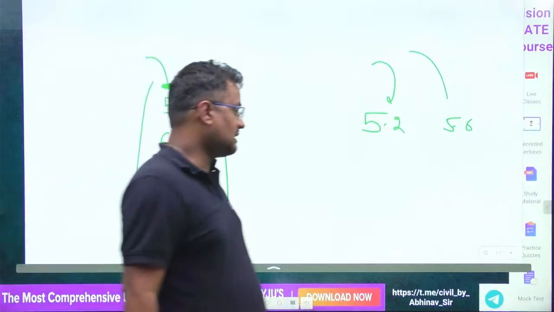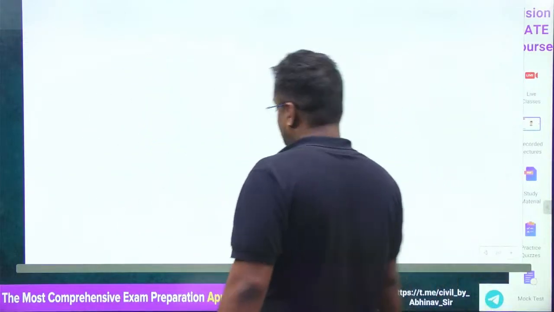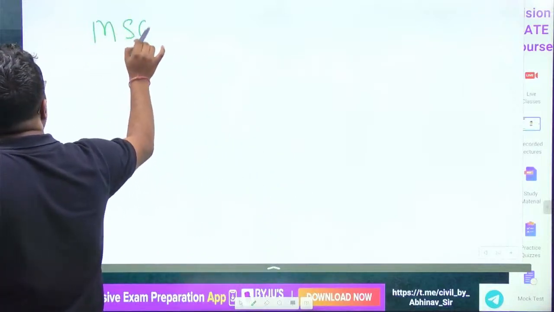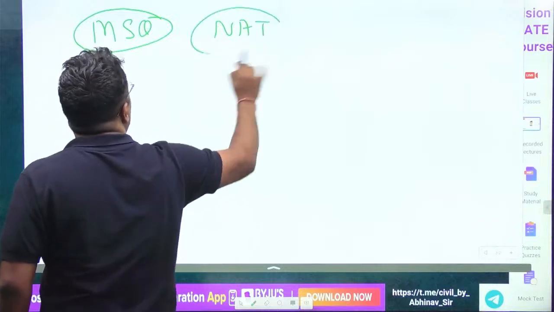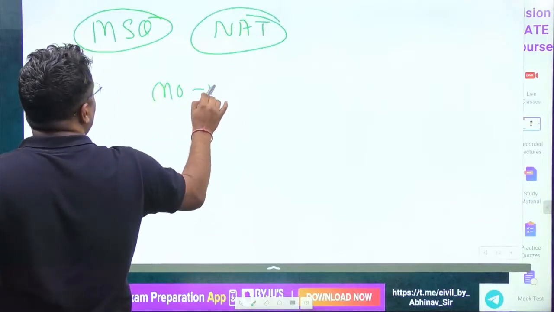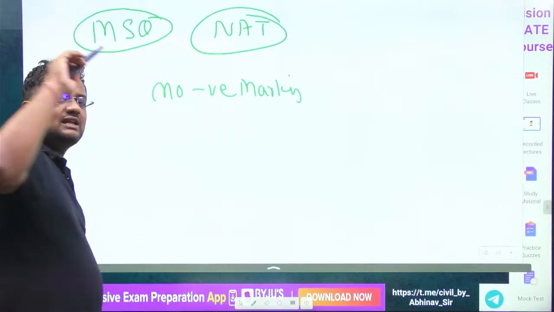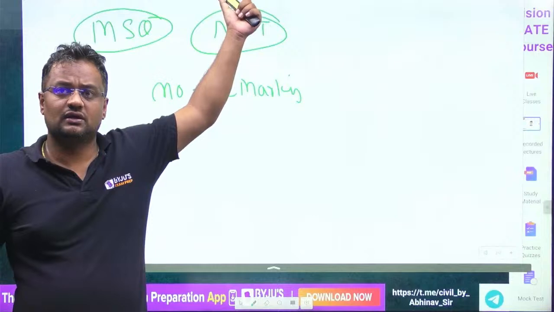Second concept, guys. I am telling you, this is very important. Sometimes MSQ comes. Guys, do you know why in MSQ and NAT there is no negative marking? You know the reason for that? Because in MSQ and NAT, how many options are possible to write? Infinite.